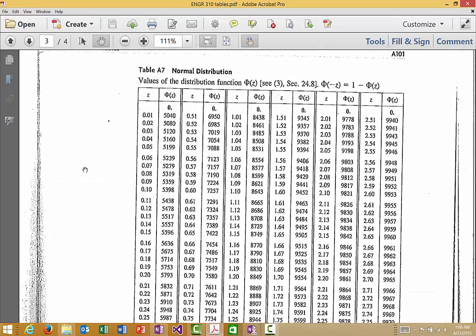And at first, it looks like we have a problem here because no negative values of z are given. Only positive values of z are given. So how are we going to figure out the value of phi of -1? Well, the answer is right here. Up at the top of this table, you see this equation that says phi of -z is 1 minus phi of positive z. So phi of -1 is 1 minus phi of +1.